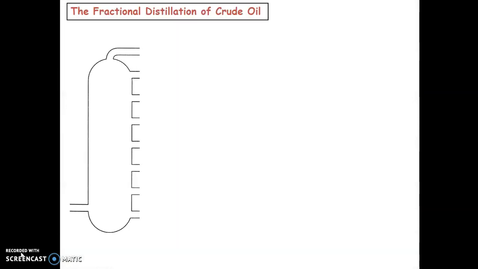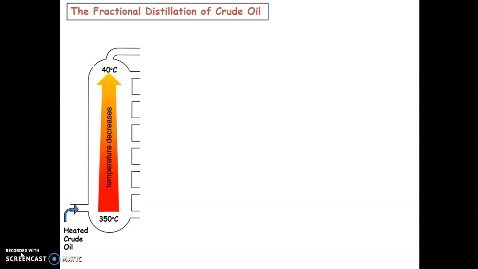Okay, now we get the various fractions, the hydrocarbons we want to use from crude oil, using something called fractional distillation. And we're going to look at that process. So what happens is crude oil is heated until it evaporates, until it becomes gas, until all the different parts, the different fractions, become gas. It is then passed into what we call a fractionating column.